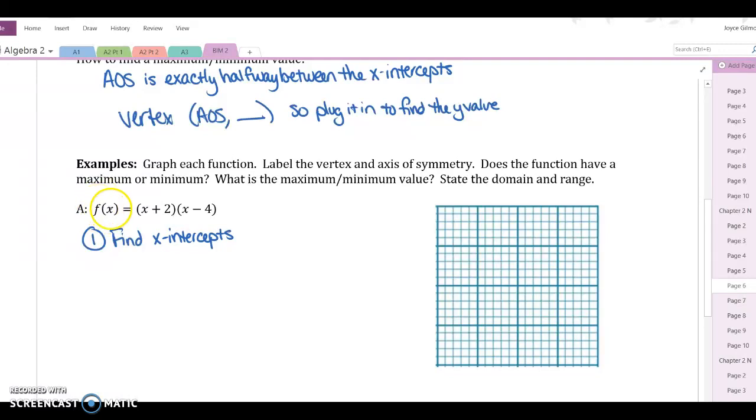If f of x was 0, what x value would make the first set of parentheses equal 0? What x value would make the second set of parentheses equal 0? The shortcut is I see plus 2, so one of the intercepts is negative 2. What's the other intercept? Positive 4. So on your x-axis, remember these are your x-intercepts, negative 2 and positive 4.